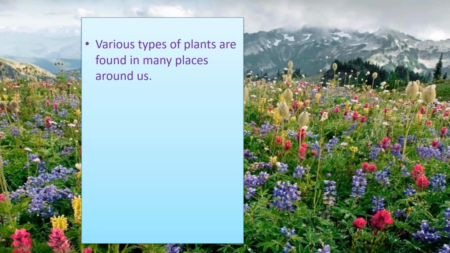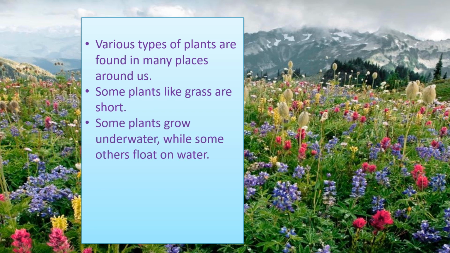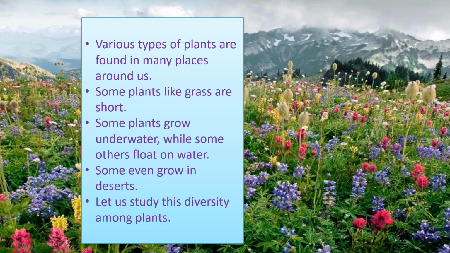Various types of plants are found in many places around us. Some plants like grass are short. Some plants grow underwater while some others float on water. Some even grow in deserts. Let us study this diversity among plants.